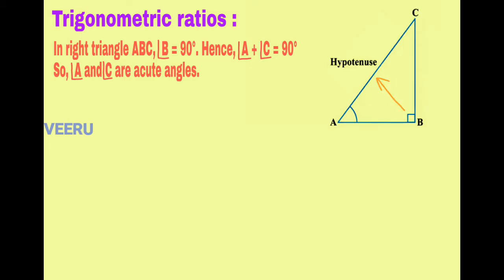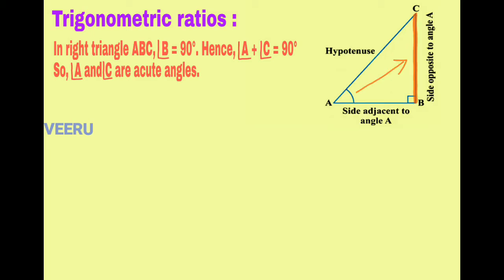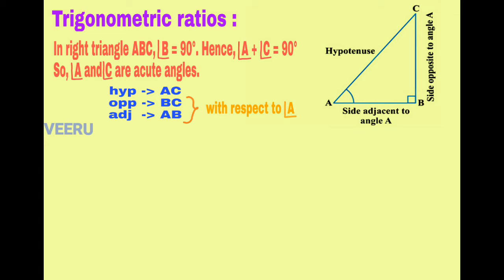In a right triangle, the side opposite to right angle is hypotenuse. Here, angle B equals 90 degree. Hence, its opposite side AC is the hypotenuse. Now I am considering the angle A. With respect to angle A, BC is the opposite side and AB is the adjacent side. Here we are having hypotenuse, opposite side and adjacent side.